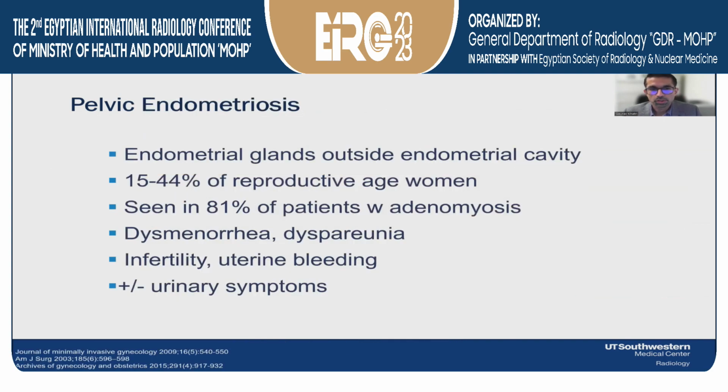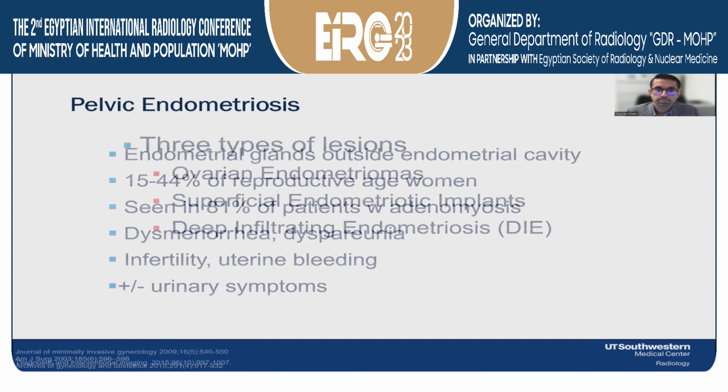So what is pelvic endometriosis? Pelvic endometriosis is defined as implantation of endometrial glands outside the endometrial cavity. This affects up to 44% of reproductive age women. It can be seen in up to 81% of patients with adenomyosis. Patients may present with dysmenorrhea, dyspareunia, infertility, uterine bleeding, and potentially urinary symptoms if the bladder is involved.